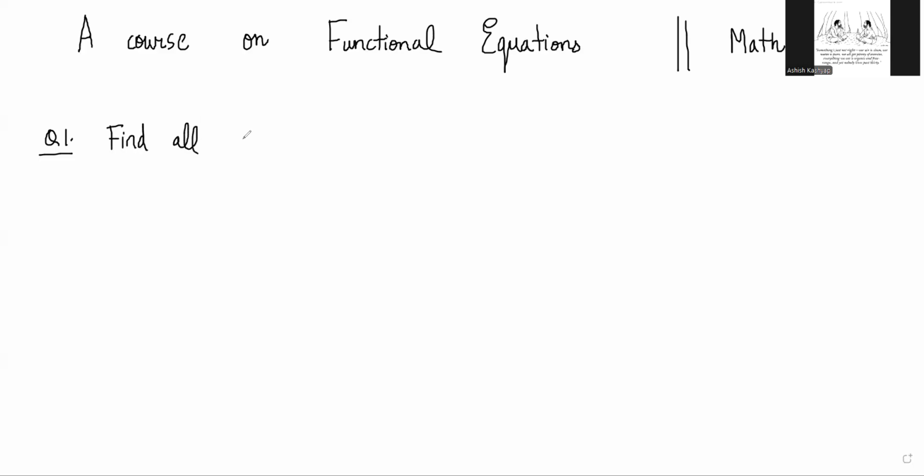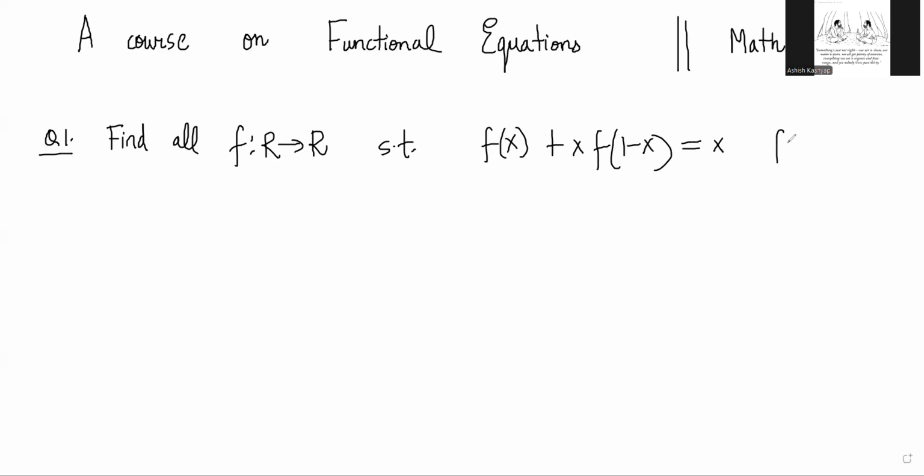Find all functions from R to R such that f of x plus x times f of 1 minus x is equal to x for all x belonging to reals. This is a pretty simple problem. We'll start off with easy ones and then we'll graduate to more difficult problems. So we want to find the set of all functions defined over the domain of real numbers and going to the codomain of real numbers, which satisfy this condition, right?